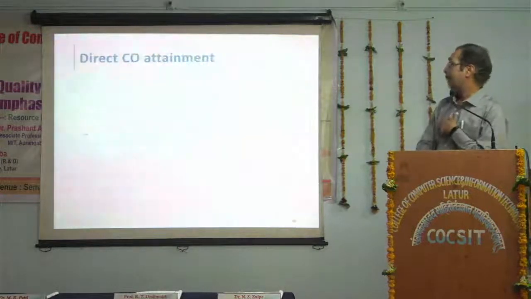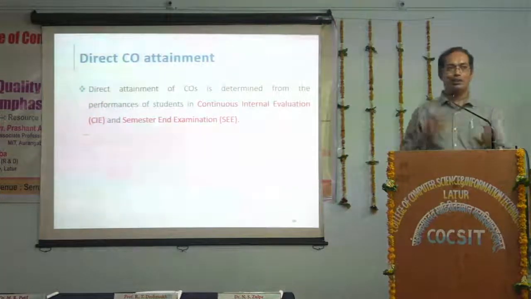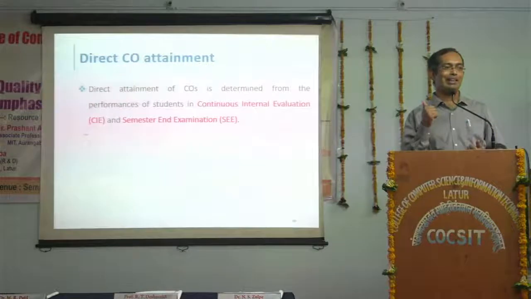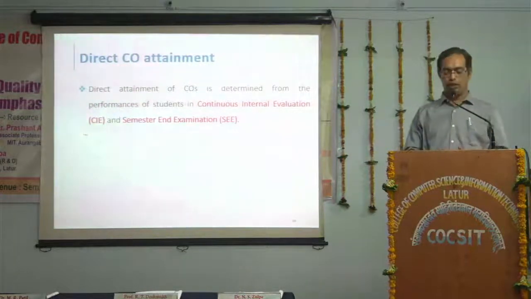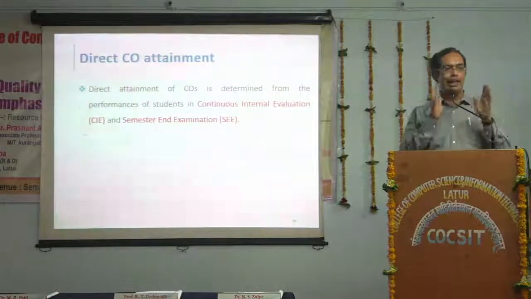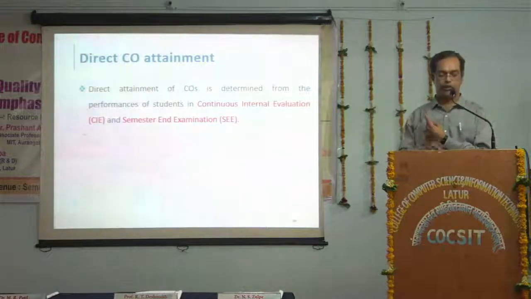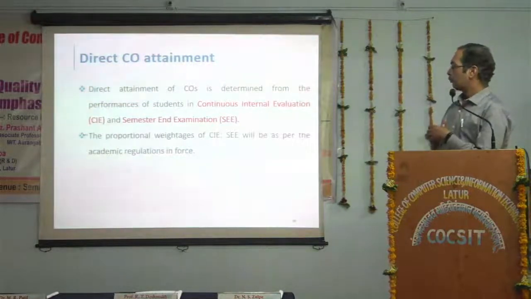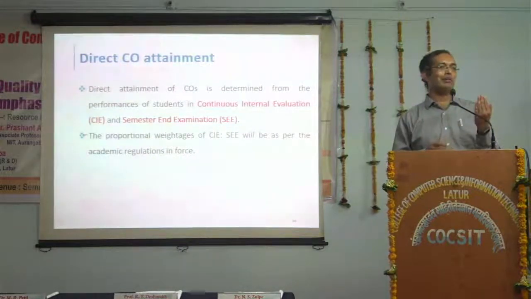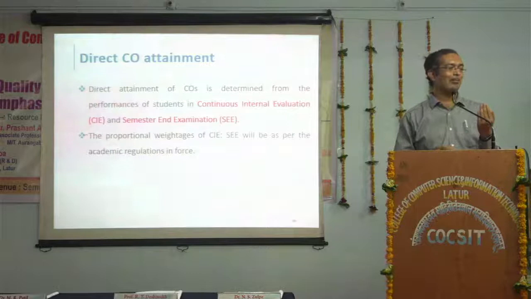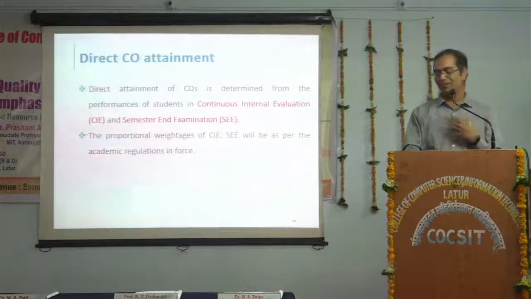the direct attainment. So direct attainment of COs is determined from performance in two exams. One is continuous internal evaluation through tests and those things, and you have the end semester examination, right? So again, direct attainment is divided into two. One is continuous internal and another is the end semester exam. The proportion of weightages again changes, right? For example, people say that internal evaluation should have less weightage as compared to the university examinations, right?